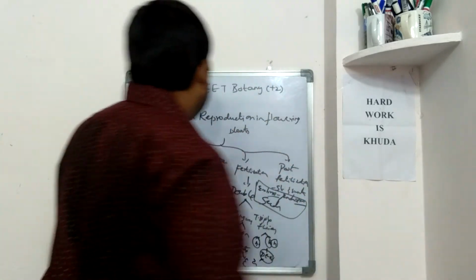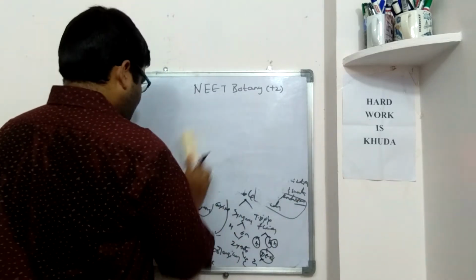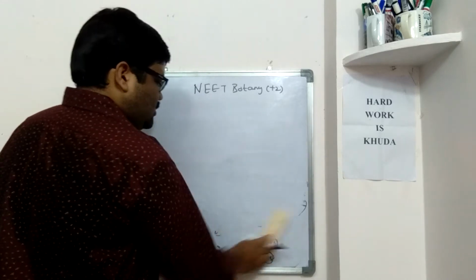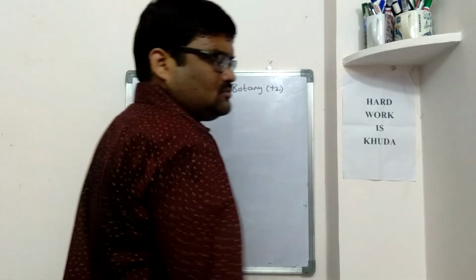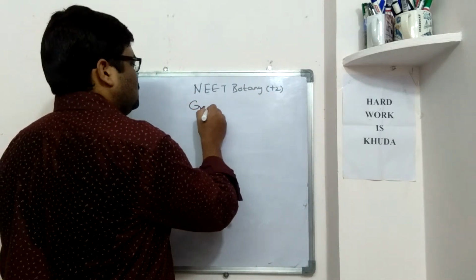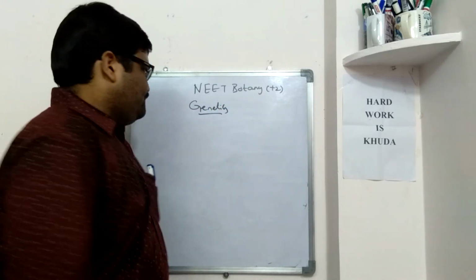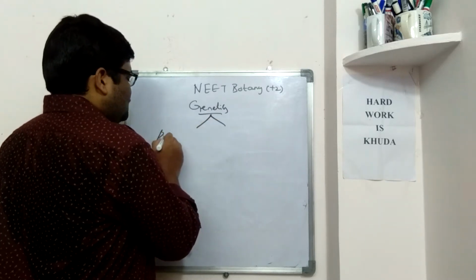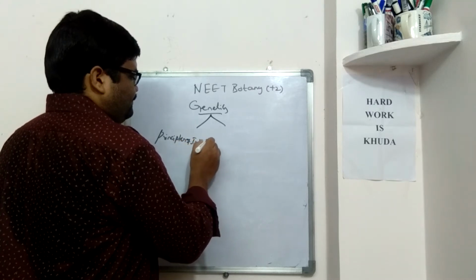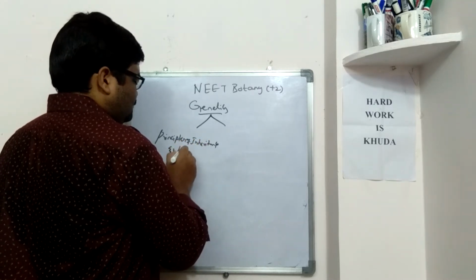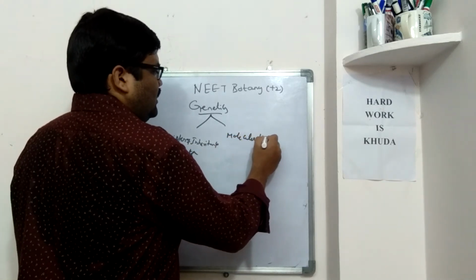Then regarding the second unit, it's about genetics, genetics and evolution. Now, evolution will be covered in zoology. In genetics, its predicted weightage is nearly 21%. There are two sub-themes: principles of inheritance and variation, then molecular basis of inheritance.